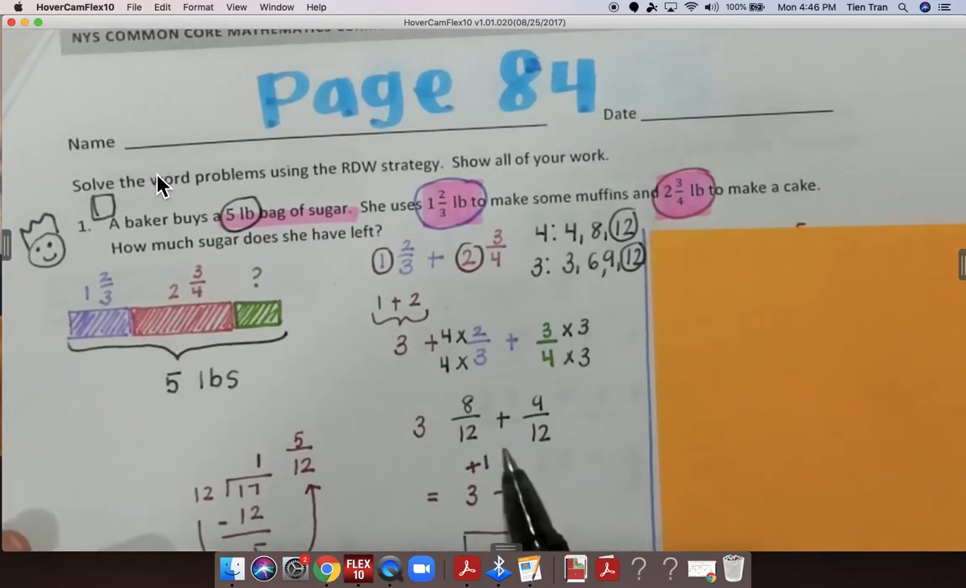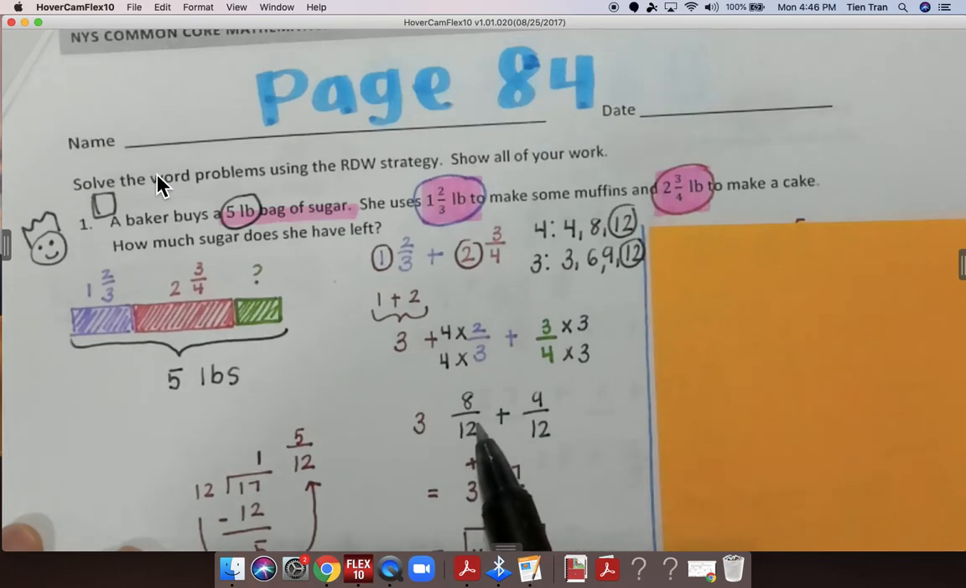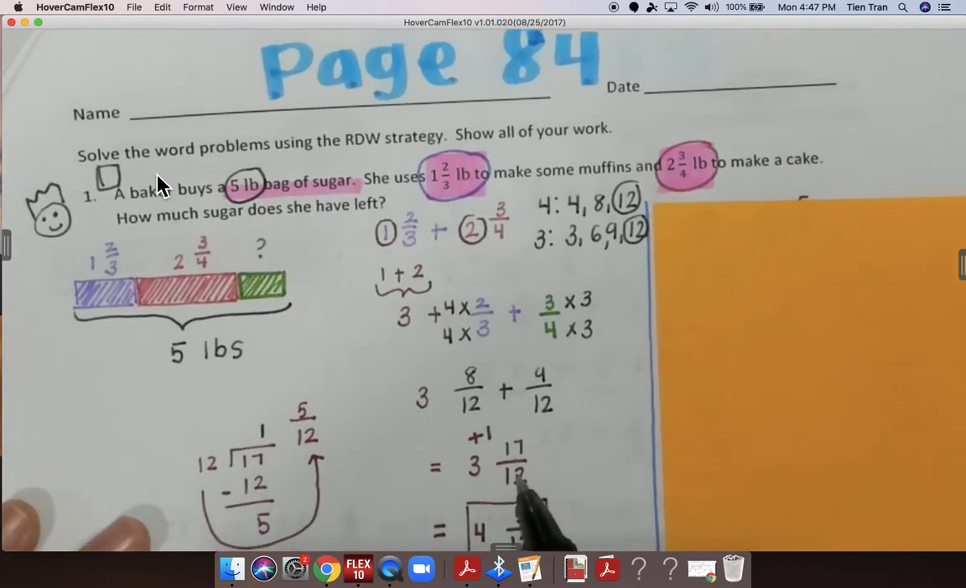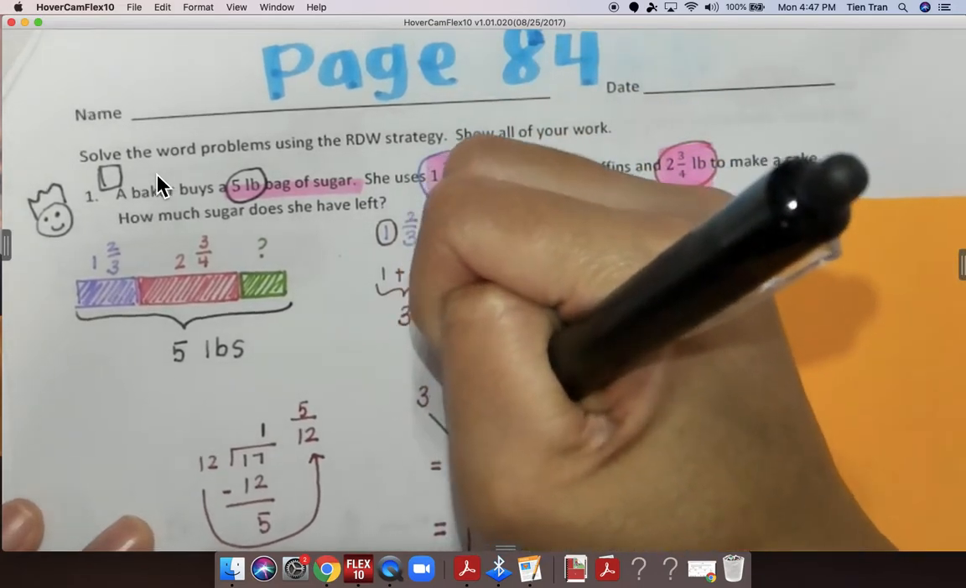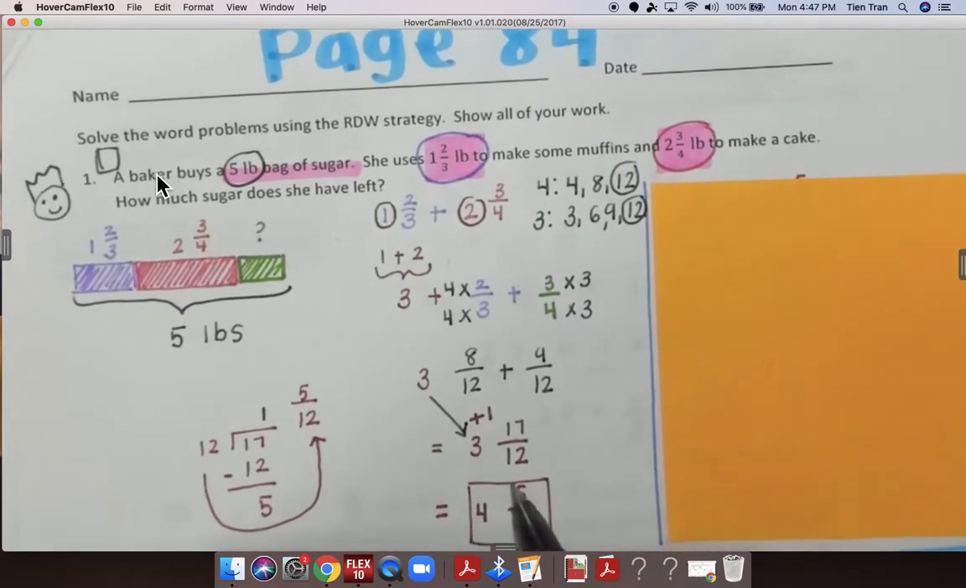So I need to make sure I add those numbers together, so I'm adding them together. 8 plus 9 is equal to 17, and my denominator, 12, stays the same. I bring my whole number right down here. That's my 3. So I get 3 and 17 twelfths.